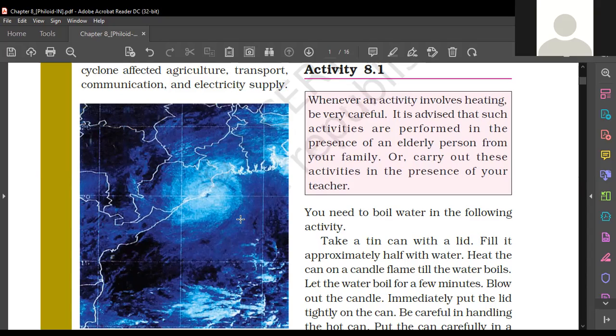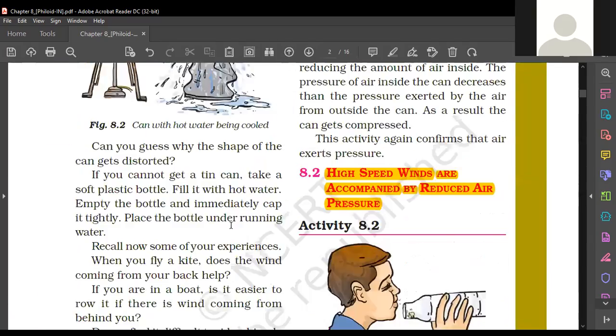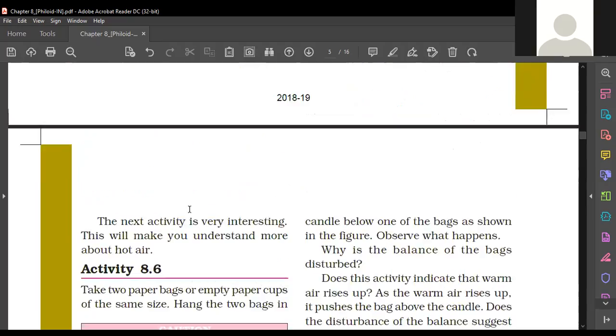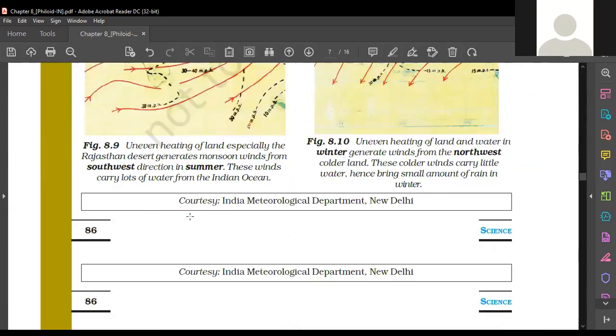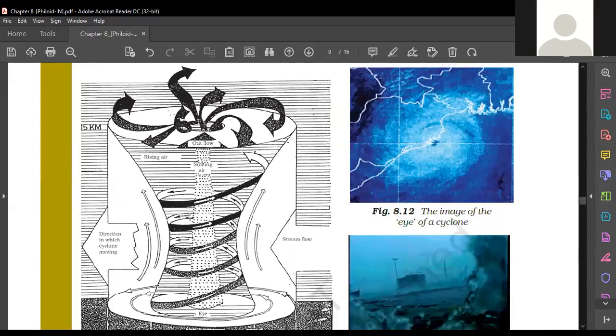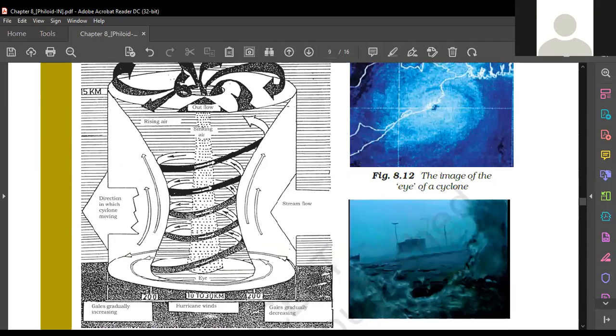It also depends upon the low pressure belt area and high pressure belt area. We'll study the structure of the cyclones in the latter part of the chapter. Mostly it will be there in the last part, the formation of cyclones.